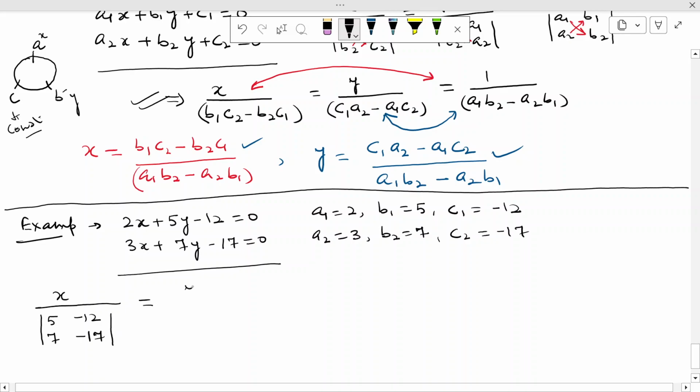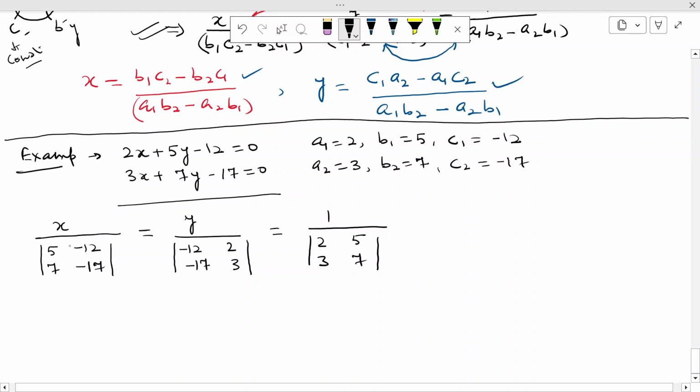Then next we are having y. अब यहाँ पर हम पहले जैसे y पर आते हैं तो पहले हम c वाले टर्म्स यानी कांस्टेंट वाले टर्म्स लिखेंगे. So वो है हमारे -12, -17, और उसके बाद हम लोग c के बाद a1 a2 वाले टर्म्स लिखेंगे यानी कि 2 and 3. Then we are having 1 over, so 2 and 3, and next we are having b1 b2 which are 5 and 7. Now we have to perform the cross multiplication.